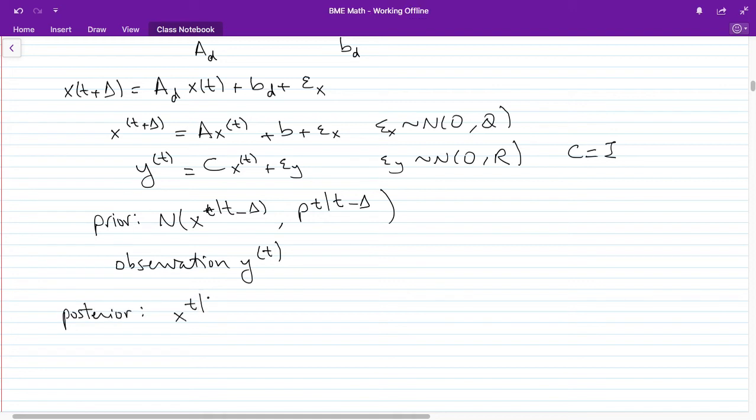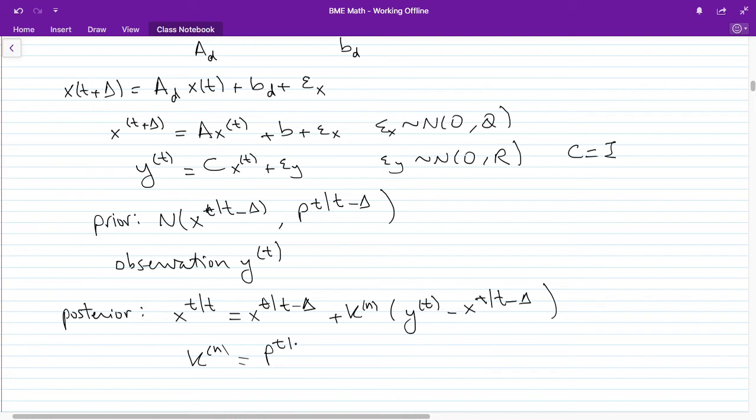So we say x of t given t is x of t given t minus delta plus our Kalman gain times what we observed minus where we thought it would go, x of t given t minus delta. And our Kalman gain is our uncertainty times the inverse of the measurement noise.